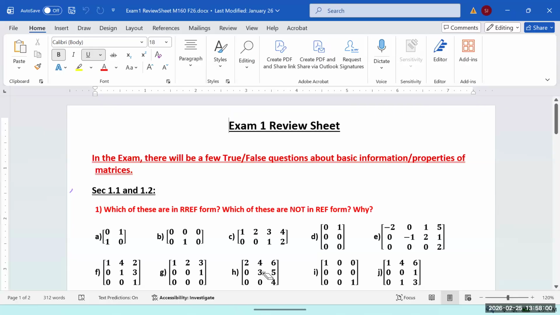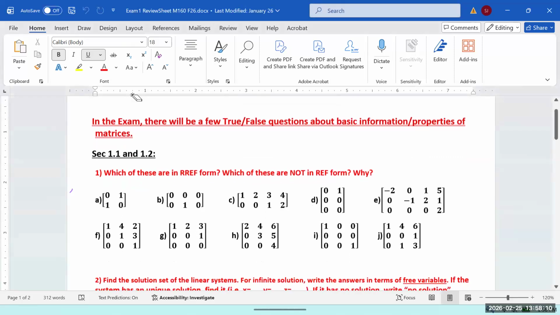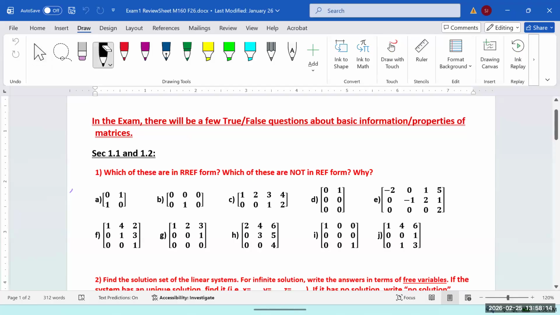Then let me tell you what I'm planning to put in the exam. I posted this review sheet on Brightspace. If you haven't seen it, please go to Brightspace and you'll see both document format and the PDF format. So first of all, I'm going to give a few true, false, yes, no, those type of questions. You need to read the lecture notes to get your basic knowledge right. And then question number 1, maybe, not sure.